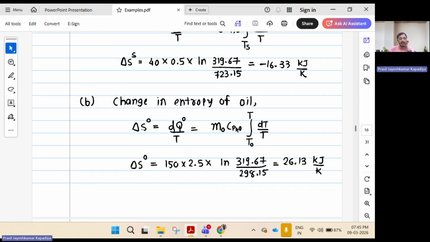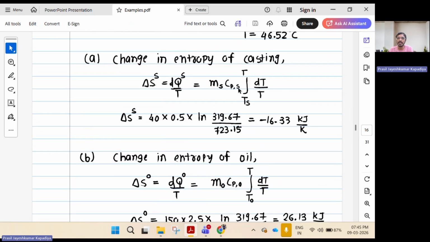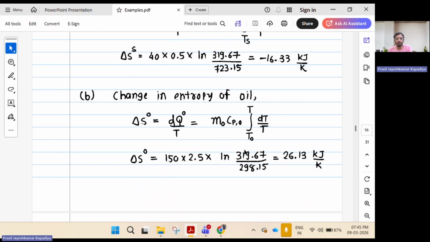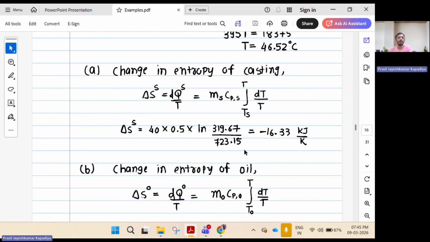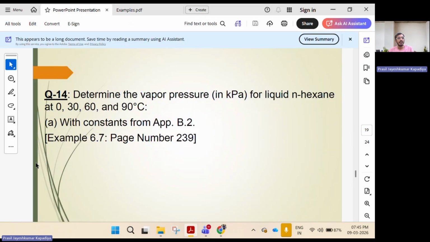And you just need to find the entropy change of individual systems, in the first case steel casting and oil, and in the second case water and oil. And we will see that entropy of one system is going to reduce, entropy of the other system is going to increase. But when we add both, the overall entropy of the system is always going to increase. So this is all for our today's session.